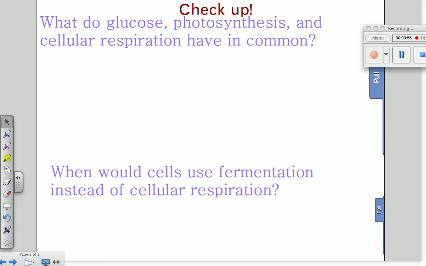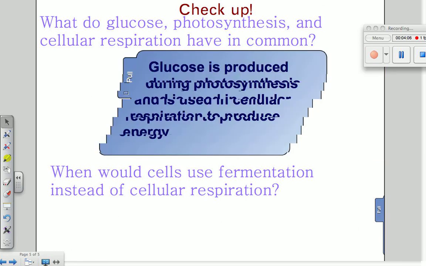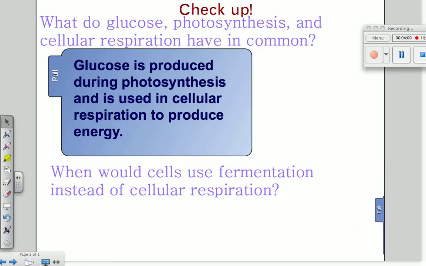Now, a couple of questions. What do glucose, photosynthesis, and cellular respiration all have in common? Well, glucose is produced during photosynthesis and is used in cellular respiration to produce energy. I think that's just so fascinating that glucose is what is produced in plants themselves, and we need it in order to go through our cellular respiration. So that, again, is just amazing to me.